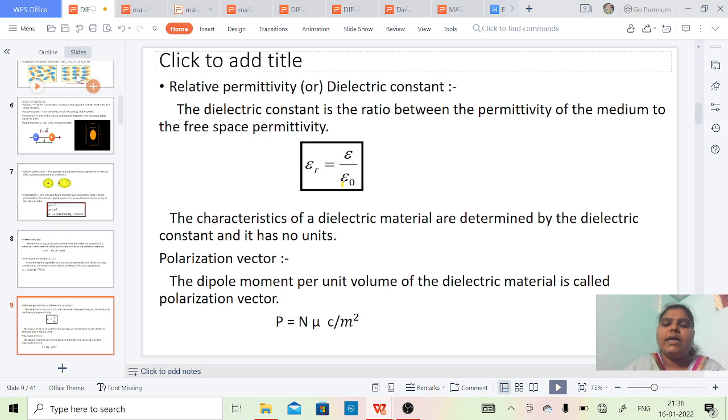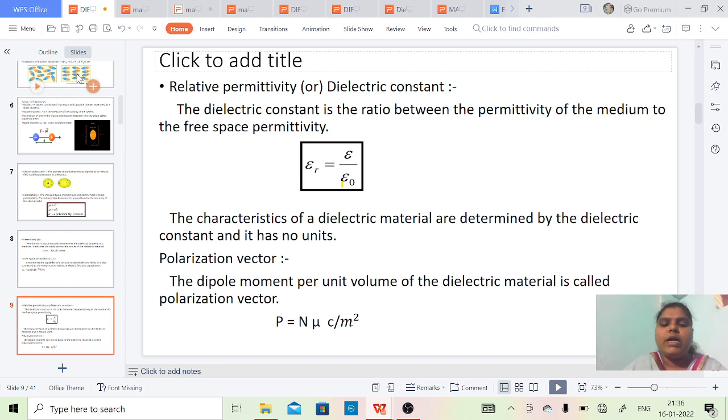Now the characteristics of a dielectric material are determined by the dielectric constant, and it has no units. So what are the characteristics of dielectric materials? Those are all determined by the dielectric constant, and it has no units because it is a ratio. The units get cancelled.